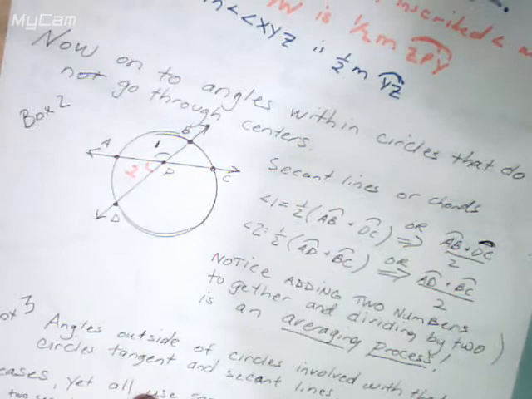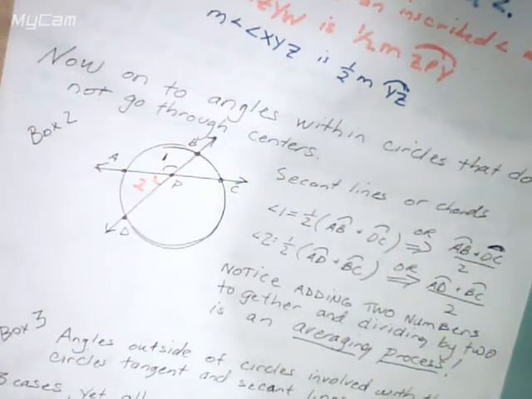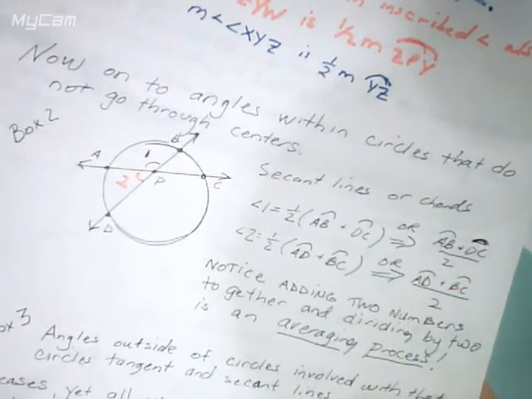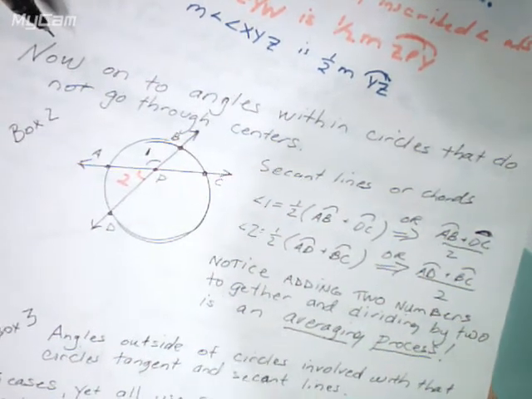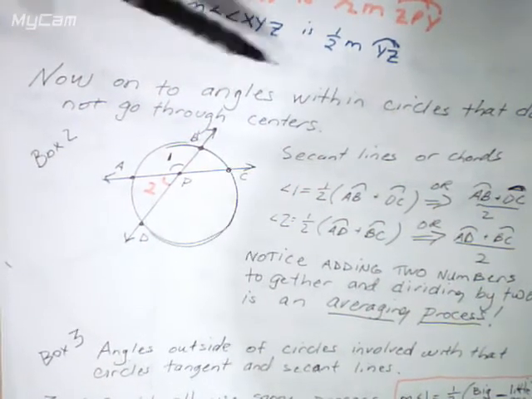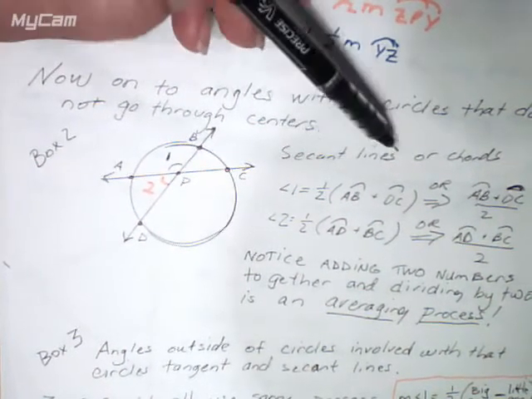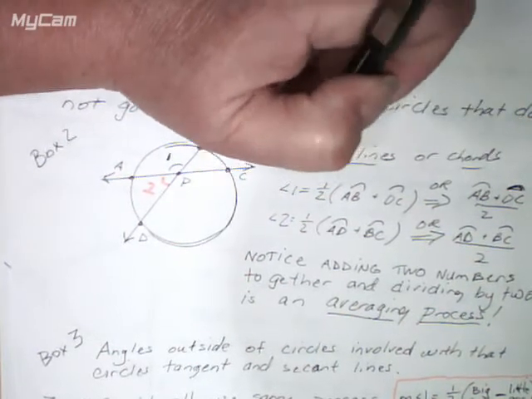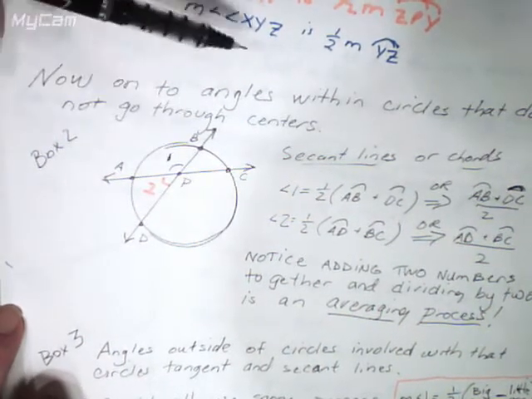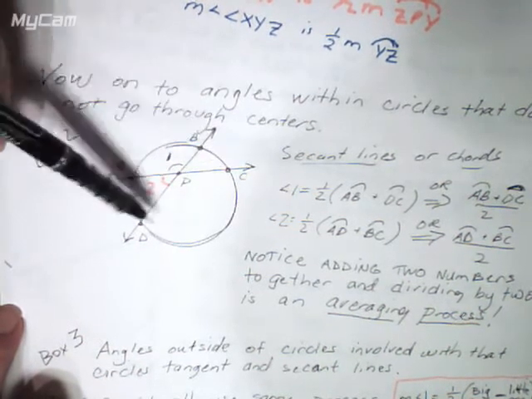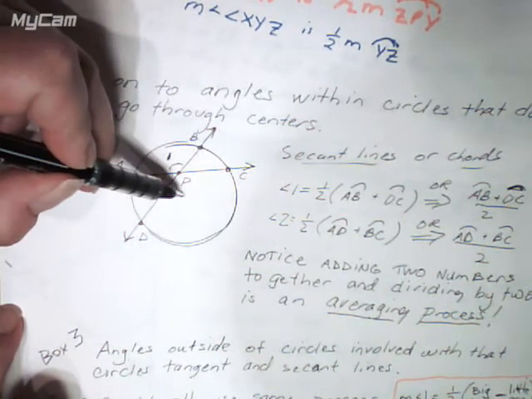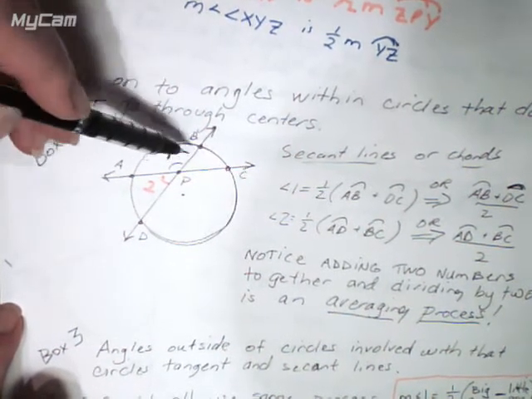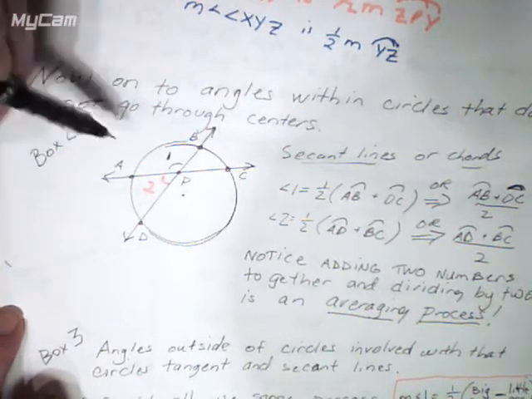All right, so now box two. We have secant lines which are crossing through a circle. Right here we have two secant lines that could also apply to two chords. I've labeled the points A, B, C, D. The point P there is not the center of the circle; the center will be down there. And I've numbered the angles, angle 1 and angle 2.